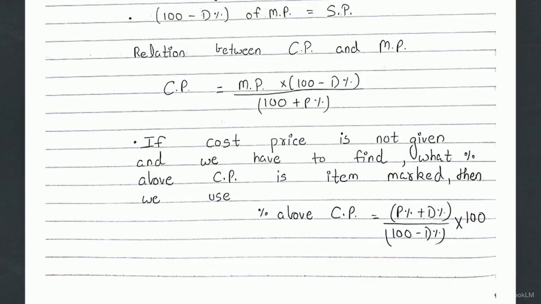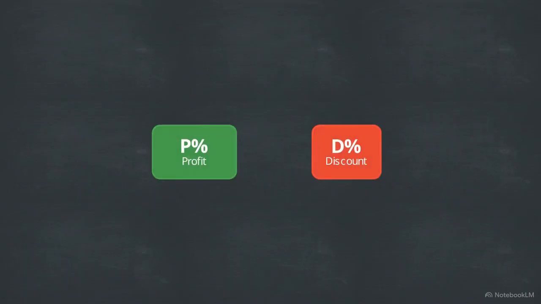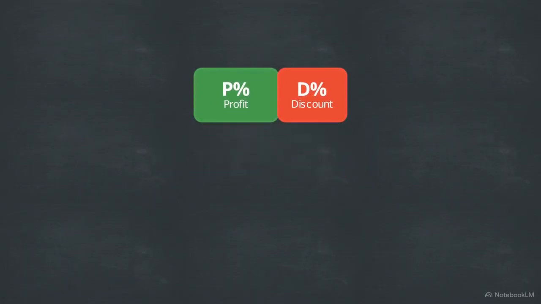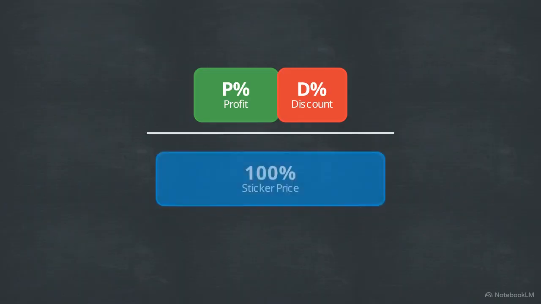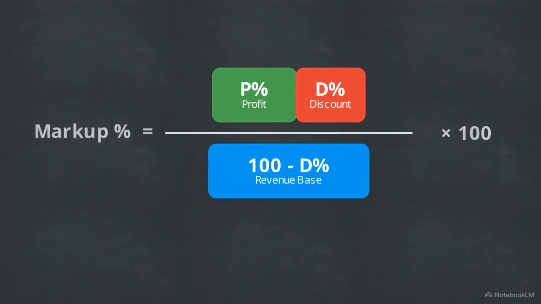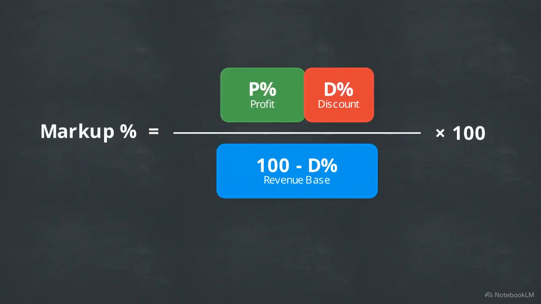Since selling price links both sides, we can isolate the ratio of marked price to cost price. The source text uses this to find the required percentage markup strictly from the target profit and discount factors. The numerator combines both factors. To maintain a specific profit margin after the impact of a discount, the initial markup must cover the sum of both the profit and the planned reduction. This sum is then divided by the value of 100 minus the discount. This step scales the markup against the actual portion of the sticker price that generates revenue.